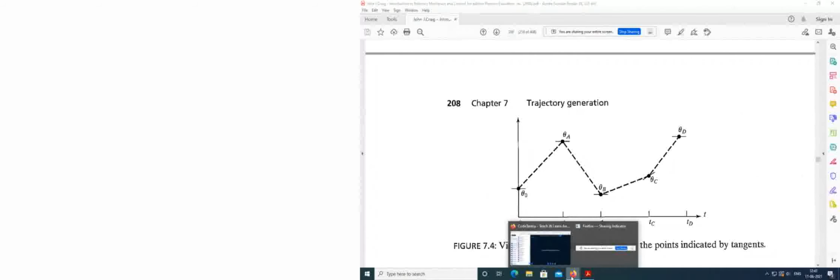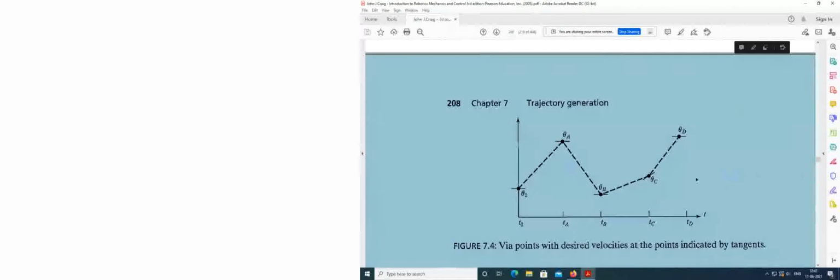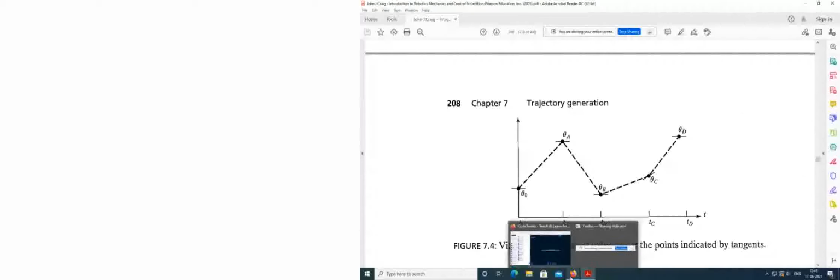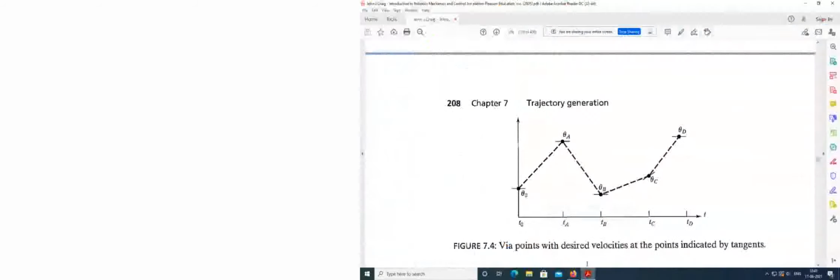Tell me one thing, whether the velocity at this point will be 0. Because I know that while I'm picking, the velocity has to be 0, and placing, the velocity has to be 0. But at via points, whether the velocity has to be 0? Can anyone answer? At this point, this point, this point, whether the velocity has to be 0?